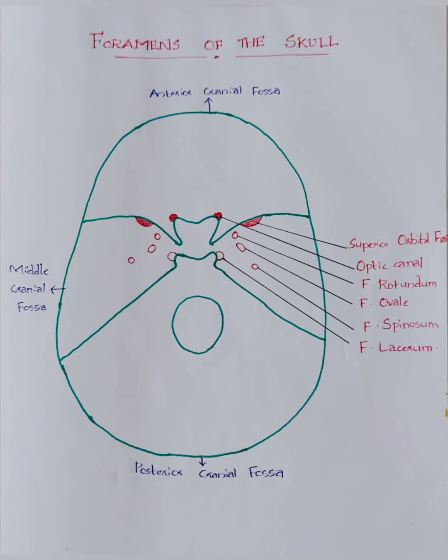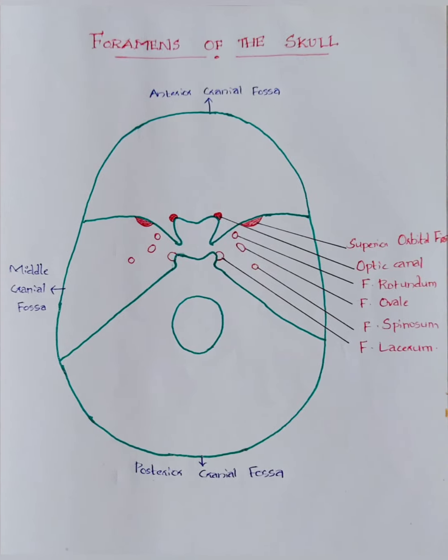The superior orbital fissure has got a lateral part, middle part and a medial part. The lateral part transmits lacrimal nerve, frontal nerve and trochlear nerve. The middle part transmits oculomotor nerve, nasociliary nerve and abducent nerve, whereas the medial part transmits inferior ophthalmic vein and sympathetic plexus around the internal carotid artery. The foramen rotundum is the foramen which transmits the maxillary nerve.